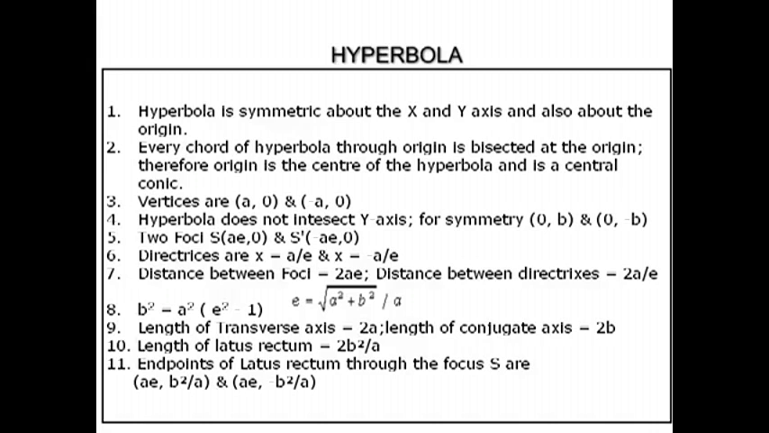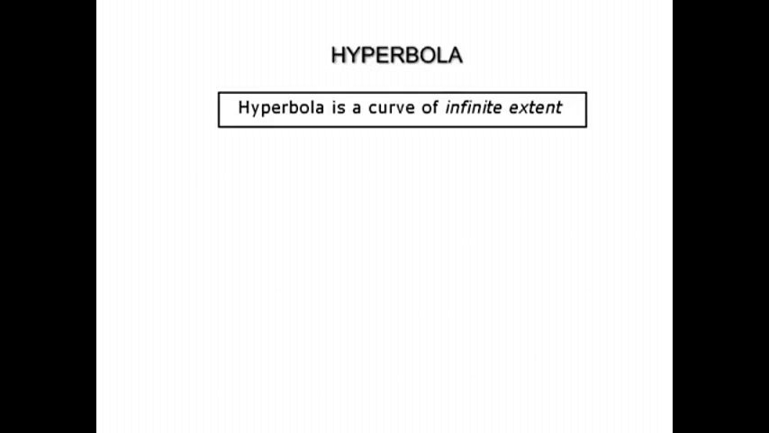The length of transverse axis is 2a and the length of conjugate axis is 2b. This hyperbola has two latera recta. Length of each latus rectum is 2b square upon a. Endpoints of latus rectum through the focus S are (ae, b square upon a) and (ae, minus b square upon a). Hyperbola is a curve of infinite extent.